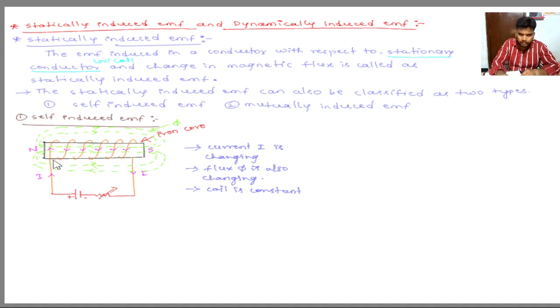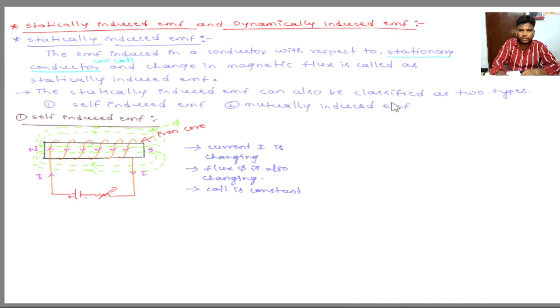The current in the coil is changing by varying this variable resistor. When current is changing, the flux produced by this coil is also changing, but the coil is constant here. Therefore, there is relative motion between the coil and the magnetic flux, and EMF is induced in this coil. That EMF we are calling self-induced EMF. Is this clear?